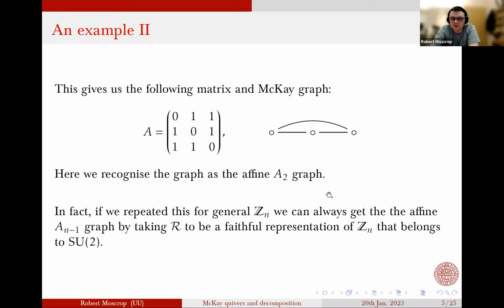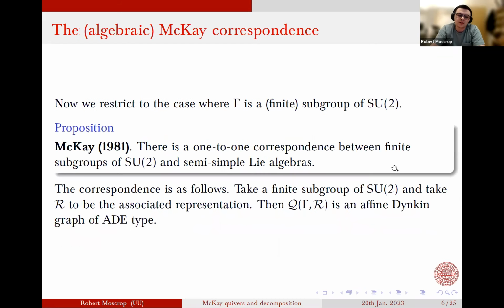So the basic question here is: is this just a nice thing for Zn, or can I associate Lie algebras to other finite groups? And this was really the original motivation of McKay in a sense. The original McKay correspondence in the algebraic form is that there's a one-to-one correspondence between finite subgroups of SU2 and semi-simple Lie algebras. These finite subgroups of SU2 have been known and classified. They were classified by Klein in like 1884 or something. The correspondence is: you take your finite subgroup of SU2, take the corresponding associated representation, and then calculate the McKay quiver. It's always going to be of affine Dynkin type, and it's one-to-one between these things.